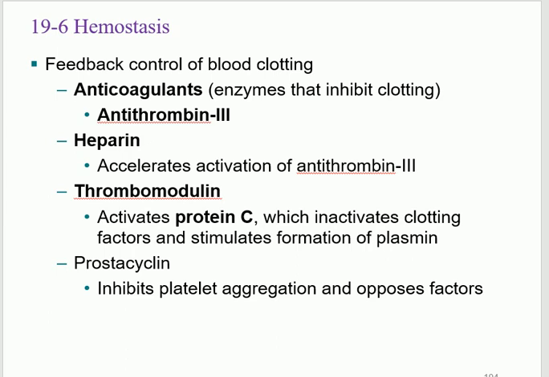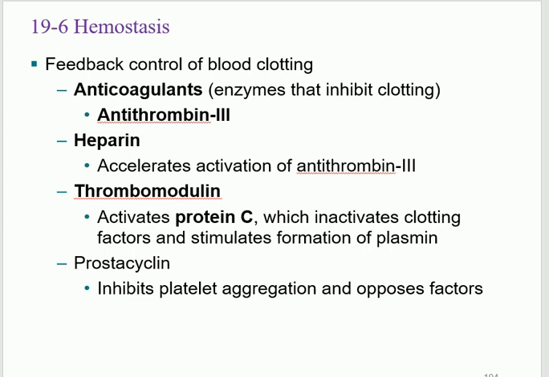Do we have something to stop this process from happening randomly? Do we need it when we have bleeding? Yes, of course. This is good. Leave it alone. But if this is happening without a reason, we do have some factors that will prevent it from happening, like anticoagulants, like antithrombin 3, for example. From the name, anticoagulant. It stops the coagulation, right?